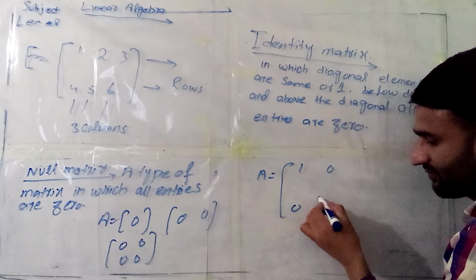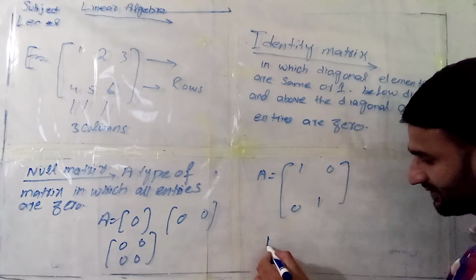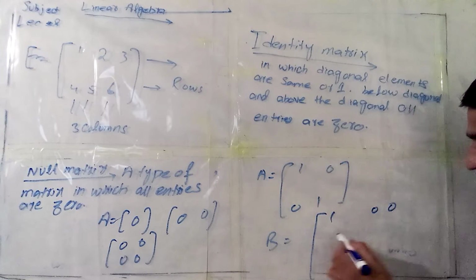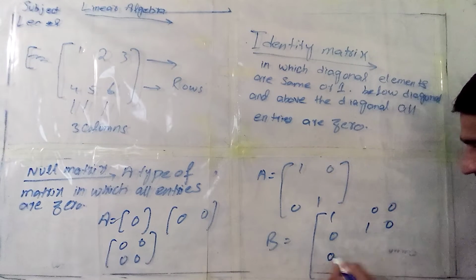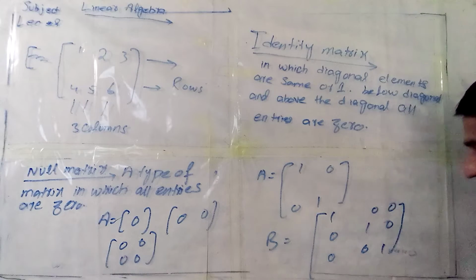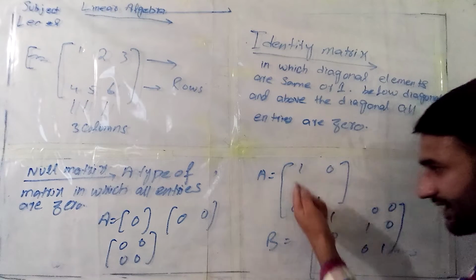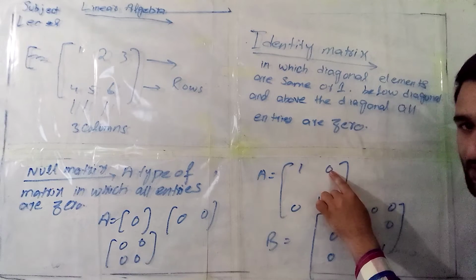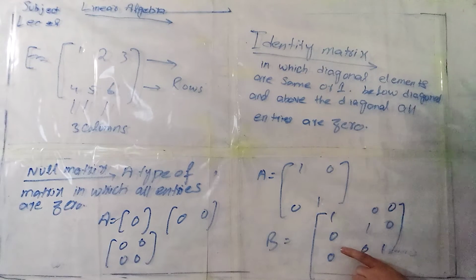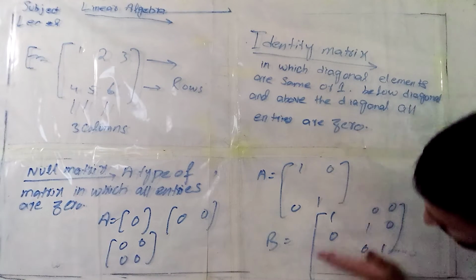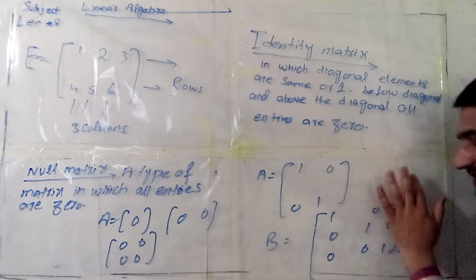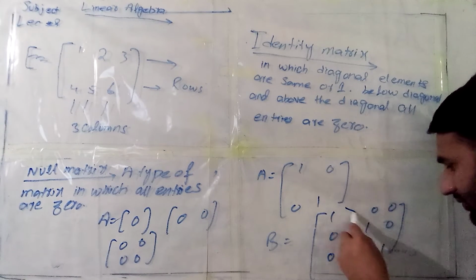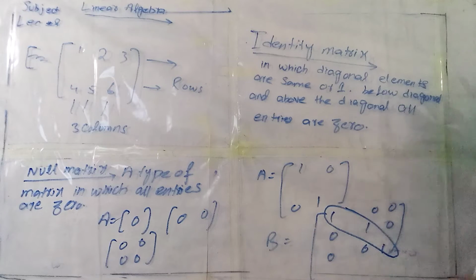To understand this definition, for example, I have a 2 cross 2 matrix like 1, 0, 0, 1. Here I have a B matrix like this: 1, 0, 0, 0, 1, 0, 0, 0, 1. You can notice that in this diagonal I have entries 1. Below the diagonal is 0, above the diagonal is 0. Similarly for the 3 cross 3 matrix, below and above the diagonal the entries are 0. But here all the diagonal entries are the same.